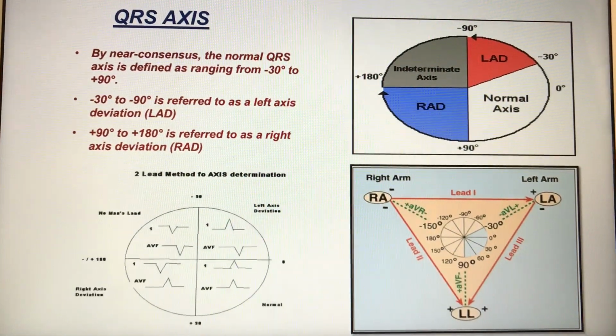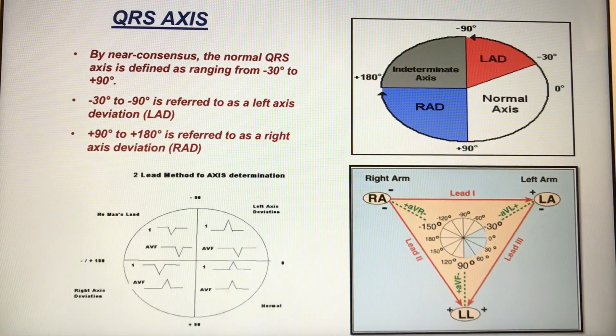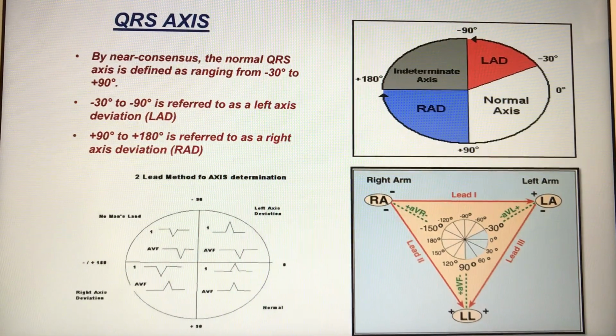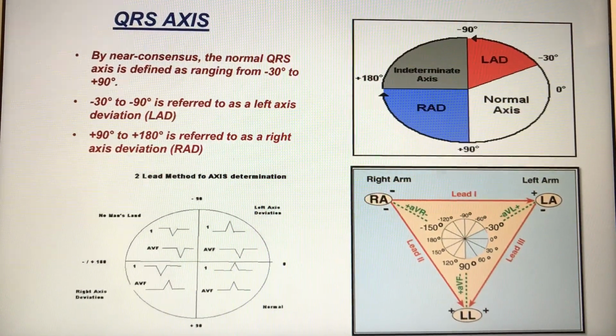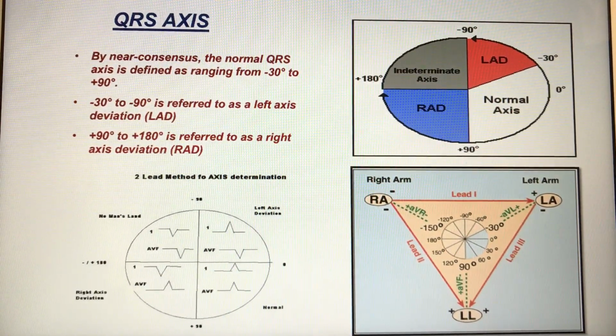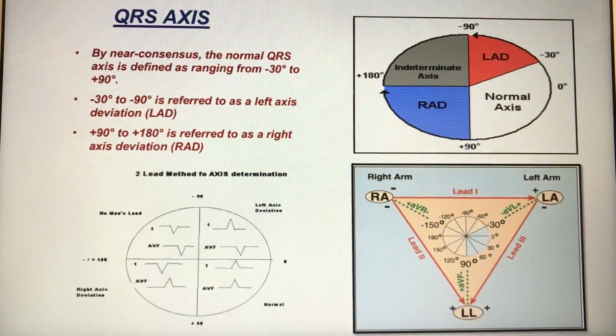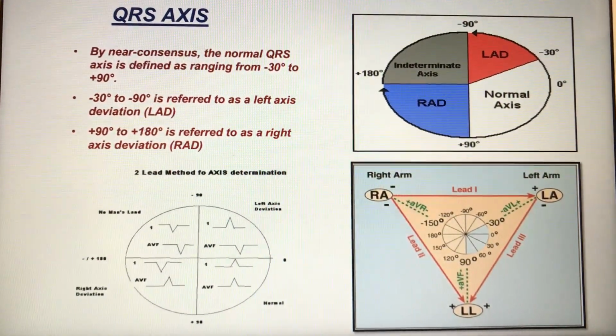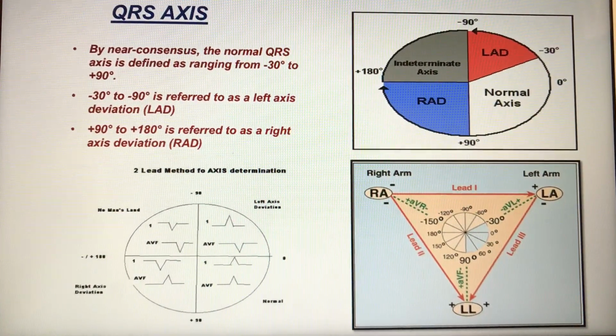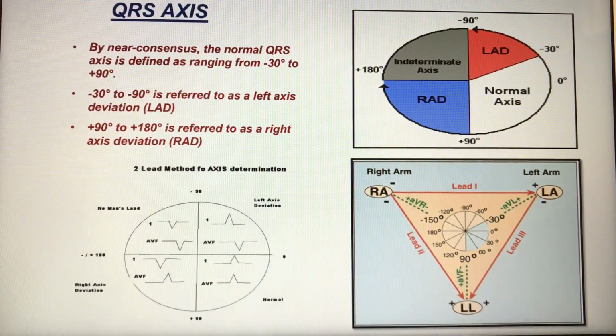Next important thing is to determine the QRS axis or axis in the ECG paper. By normal consensus, it is considered as -30 to +90. If it's a left axis deviation, it is from -30 to -90. If it's a right axis deviation, it is considered +90 to +180. When we have an ECG paper, how do we determine the QRS axis?